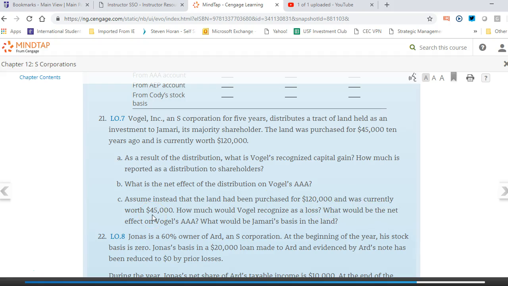Letter C, assume instead the land had been purchased for 120 and is currently worth 45, so we're upside down. How much would Vogel recognize as a loss? What would be the net effect on Vogel's AAA? What would be Jamari's basis in the land?